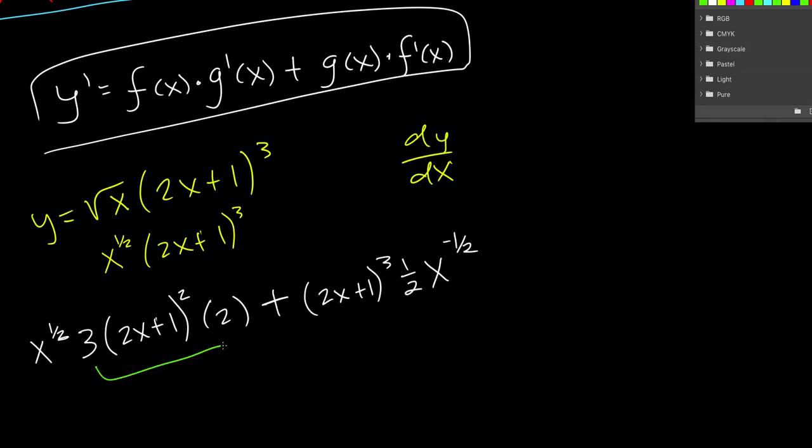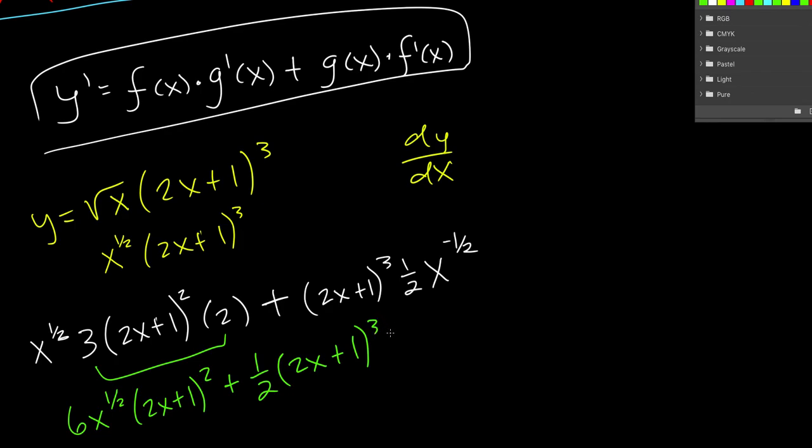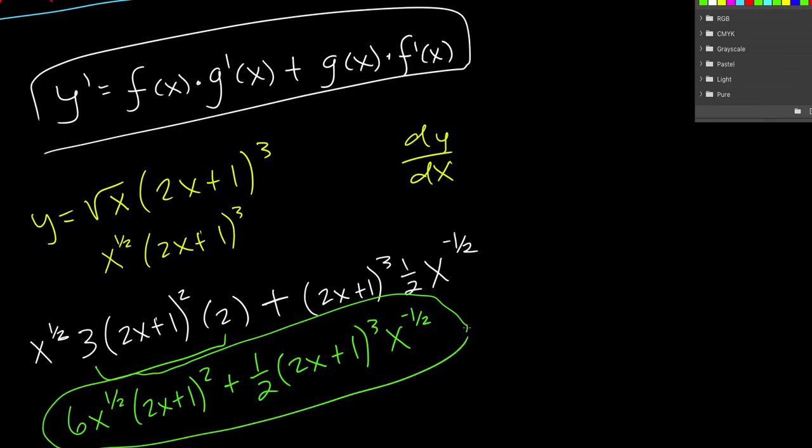Typically, I'm just going to have you multiply the constants out. So I'm going to say 6, x to the 1/2, 2x plus 1 squared. And then I'm going to just bring this 1/2 out in front. And I'm not going to be really picky about the order of things or how much you simplify. I just want to see that you have this rule down.